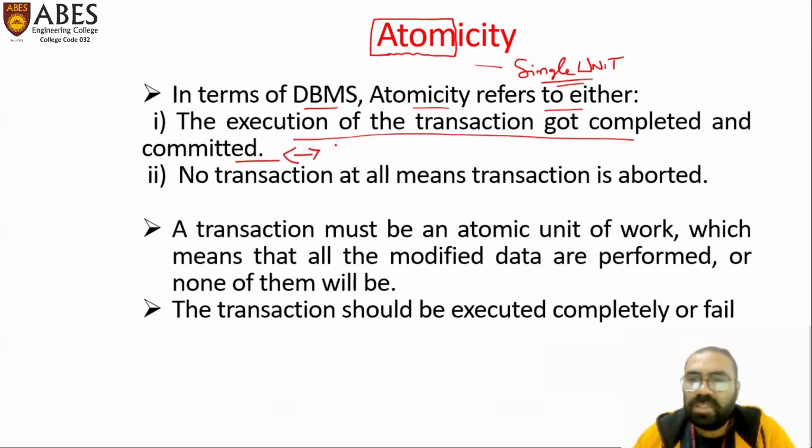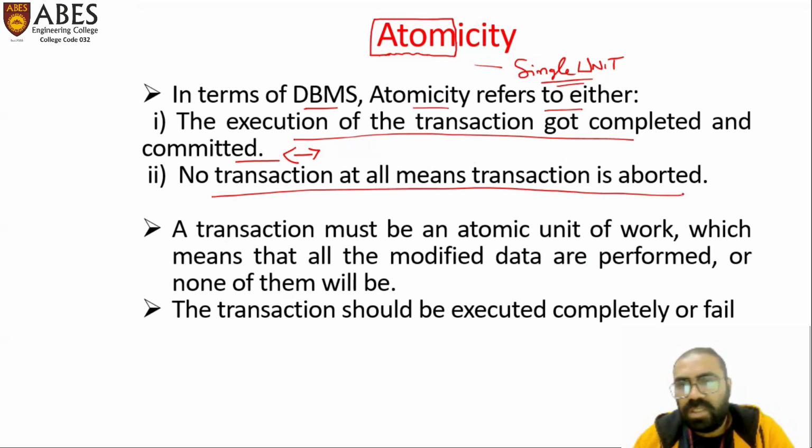Now we have seen in the last transaction states: begin, partially completed, and completed. When it is completed, the database changes that have been done in the local memory of the buffer should be reflected back to the disk. Or no transaction at all, which means the transaction is aborted.